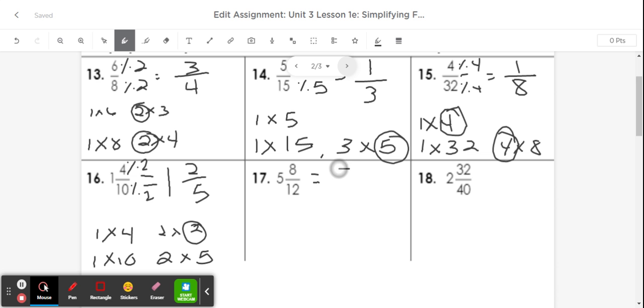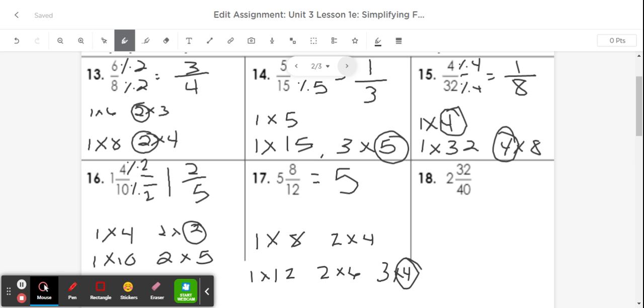Okay, again, remember, move that whole number over. 1 times 8 or 2 times 4. 1 times 12, 2 times 6, 3 times 4. Oh, 4 is our biggest. Okay, 8 divided by 4, 12 divided by 4. 8 divided by 4 equals 2. 12 divided by 4 is 3. And that's at its simplest.